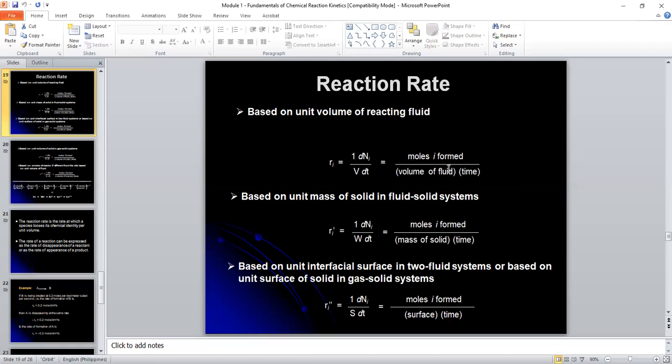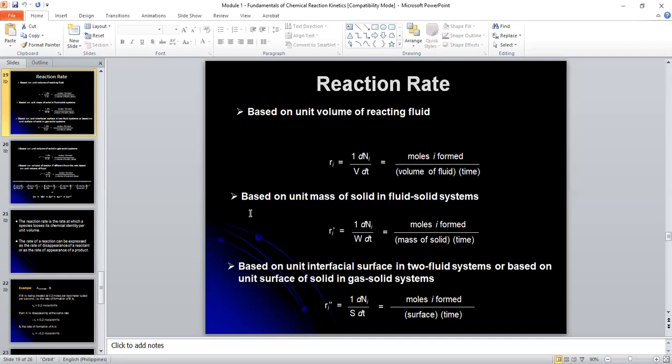You could see the units are just simply following what you have written here on the left. So you have moles of I formed, because this is moles of I, over the volume of fluid, meaning the volume of the reaction system, and of course the dt has to be the time. So this reaction rate has the unit moles per unit volume per unit time. Where did I get it? I get it from this one, based on unit volume of reacting fluid.